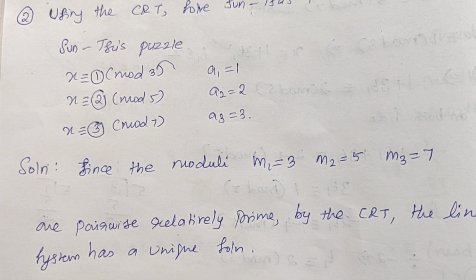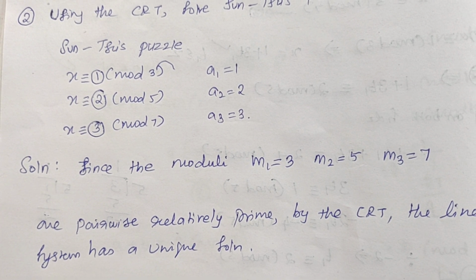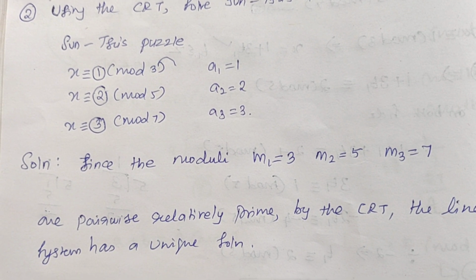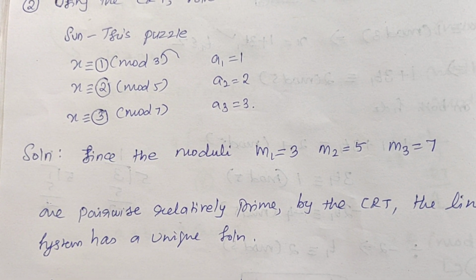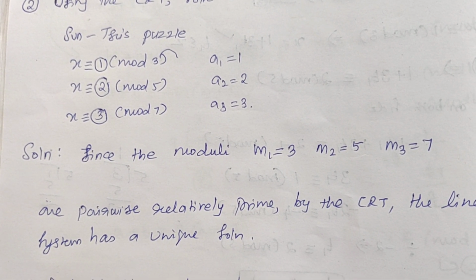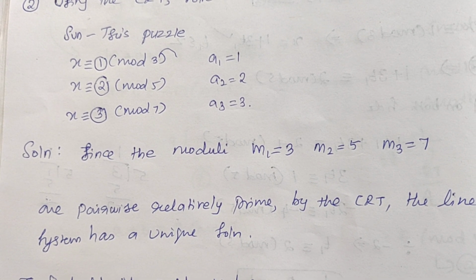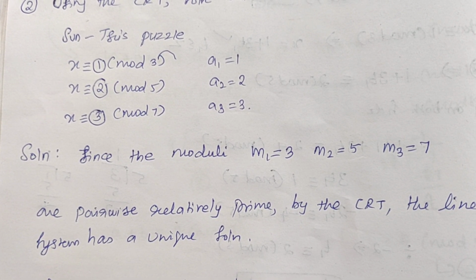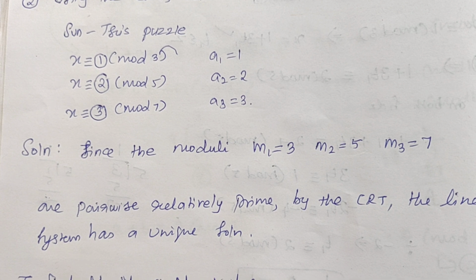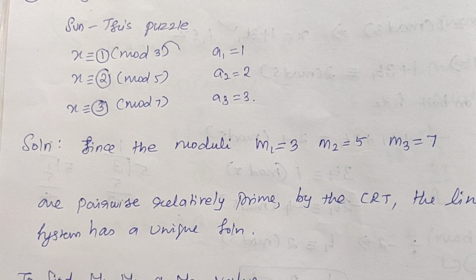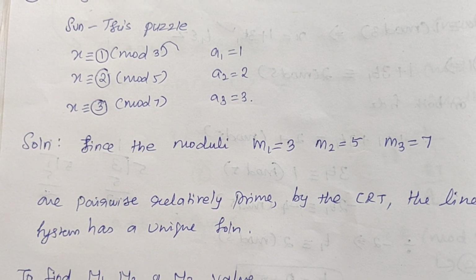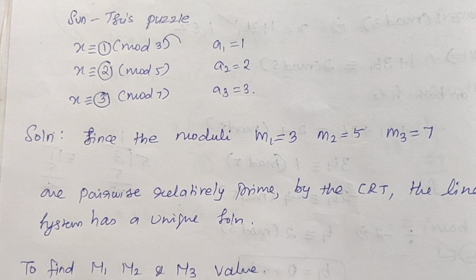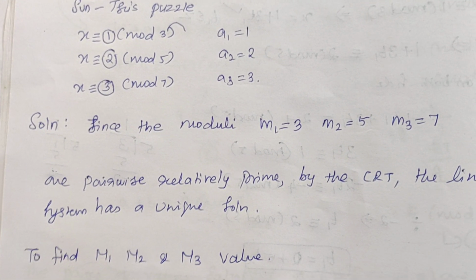Here we consider 1 as a1, in the second equation 2 as a2, and in the third equation 3 as a3. Similarly, the first divisor 3 is m1, the second divisor 5 is m2, and the third divisor 7 is m3. Now we move on to the solution part.